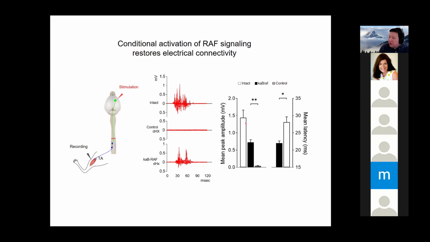And here's the quantification of peak amplitude and the mean onset latencies. The white bars are from intact mice without injury, and the black bars are from the injured BRAF mice. This tiny gray bar is the injured control mice. The activation of BRAF did not achieve a complete restoration, but a very significant improvement over the control. In spinal cord injury patients, this level of cortex to muscle signaling could make a real difference. I will come back to this at the end of my talk.